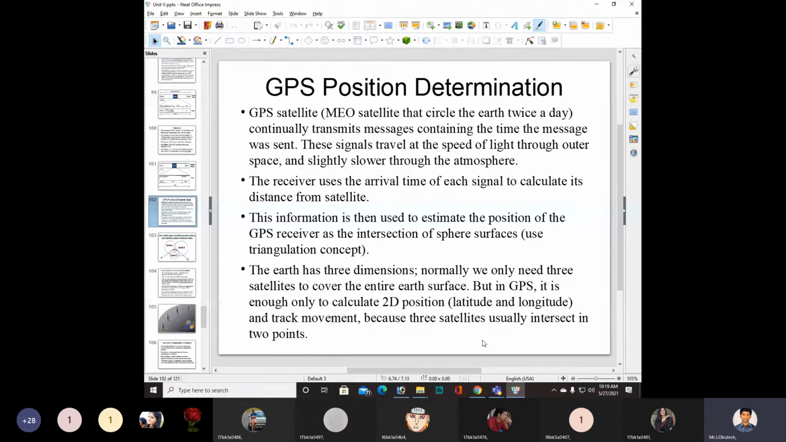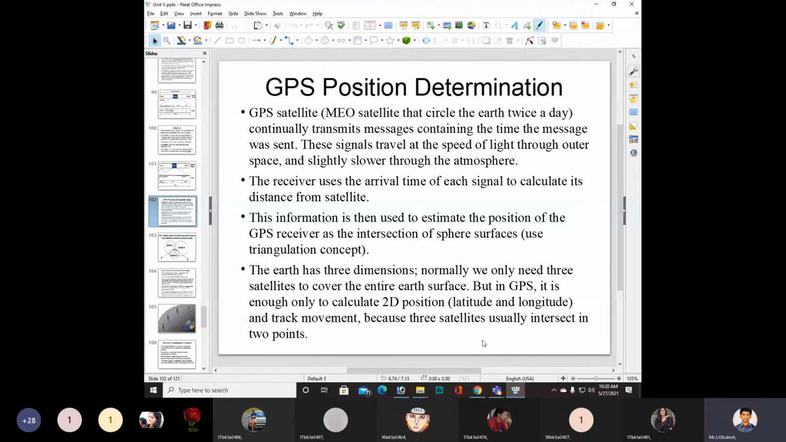The receiver uses the arrival time of each signal. Some signals will arrive at one specific time and others at a different specific time, which means we will have a difference between each and every signal. So the arrival time is different for each signal.